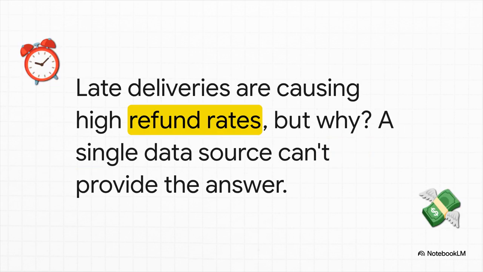To make this super concrete, we're going to follow the story of a food delivery app. Let's call them Hungry Now. They've got this expensive problem: way too many refunds because of late deliveries. They can see the refunds racking up, but they have no clue what's causing them. Is it bad weather? Are certain restaurants just slow? Is it traffic? With just one data source, it's impossible to know.